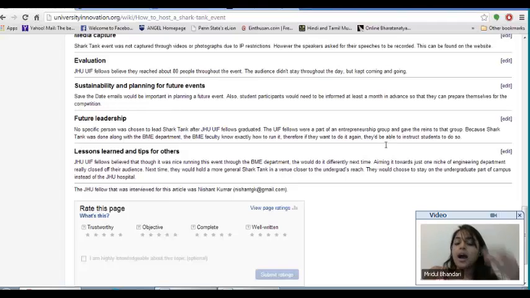Other than that, he also was hoping that for the next Shark Tank event, the venue would be closer to the undergrads, because there is a larger population of undergrads than there is for the rest. So that way they could get more people to show up and they would reach a higher impact.